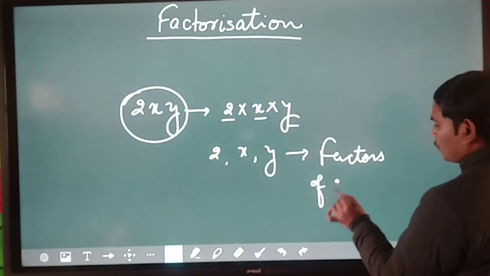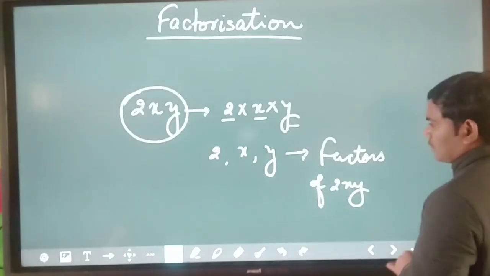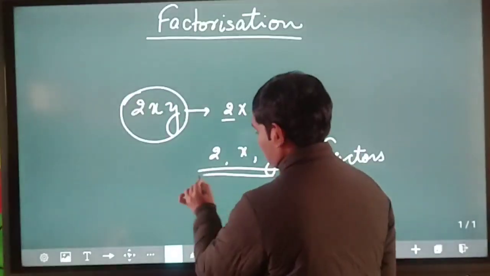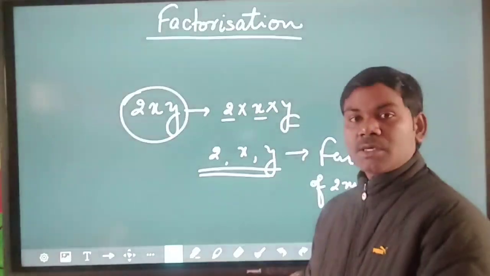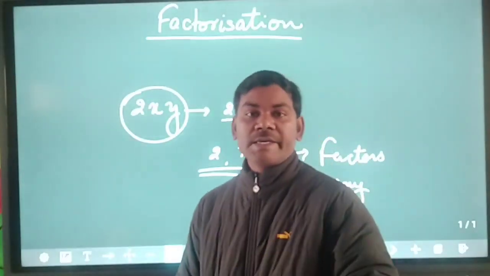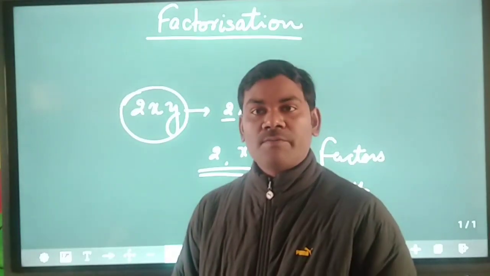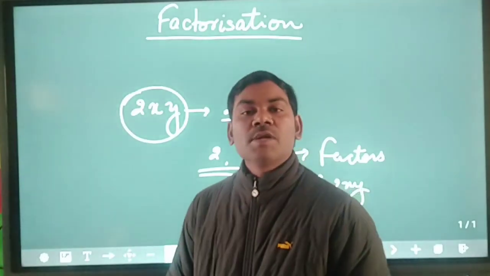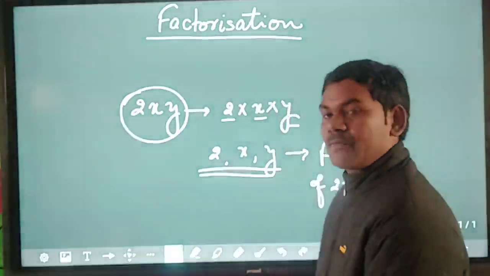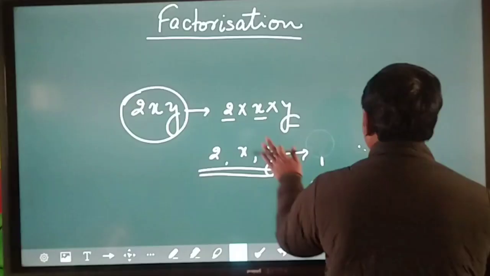of 2xy, and the process in which we break down a quantity into its simplest form is called factorization. So student, I hope the idea of factorization is clear.